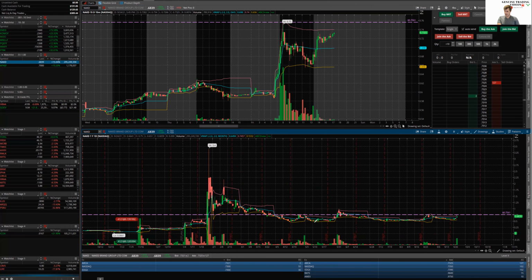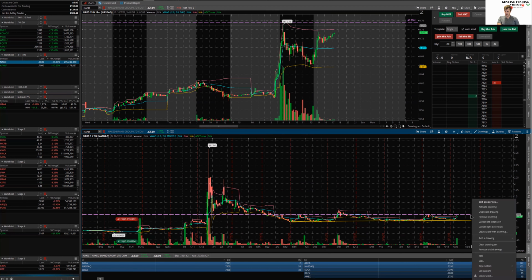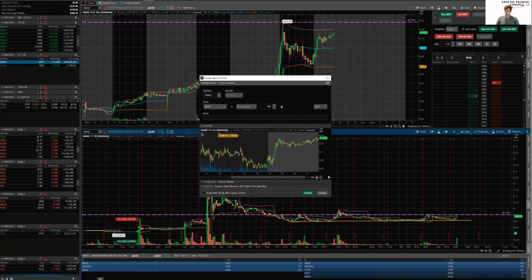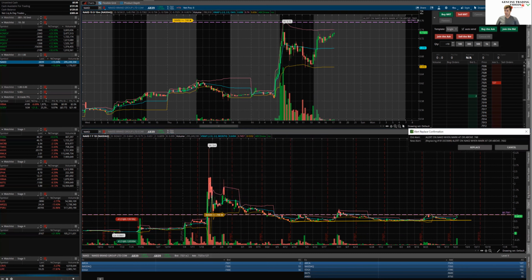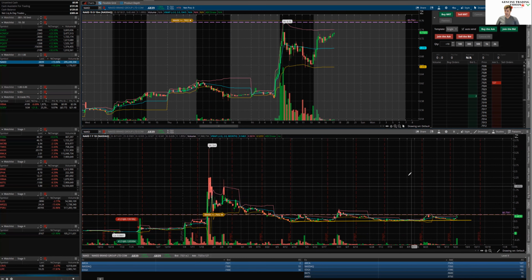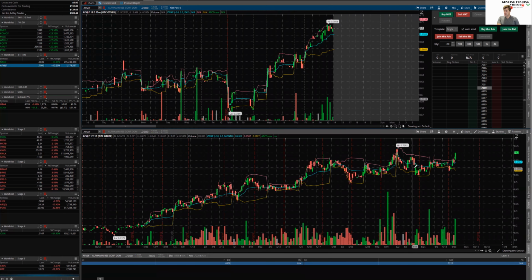And so with something like this, Naked is a former runner. It has run in the past, and you can see it's starting to tighten up in this range. I'd probably put an alert up here for a breakout over around 76 cents. If it can get above 76 cents, I may be interested in that. I put it into the stage two time frame or stage two watch list.